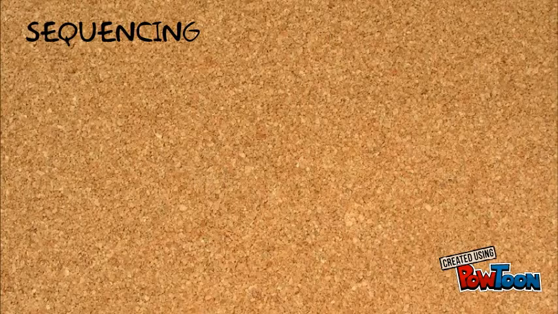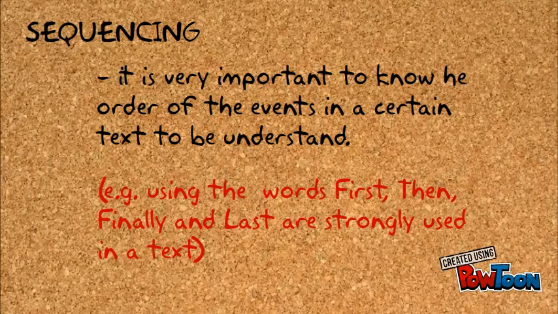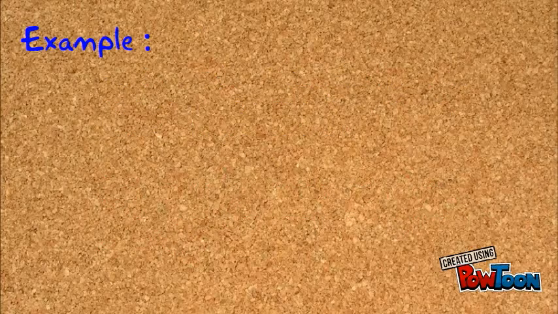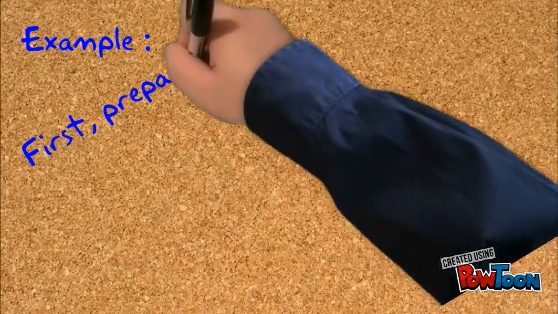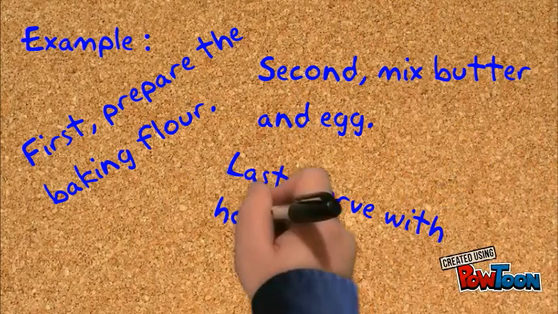Now, I'm going to discuss sequencing. To understand and follow a passage well, the reader needs to know the order in which things happen. Examples of words which indicate sequence are first, then, finally, and last. For example, in doing a recipe, there are sequences and orders to follow for you to get the perfect recipe.